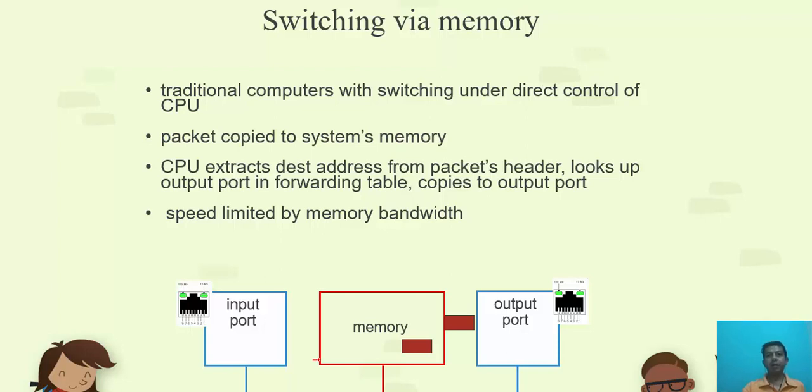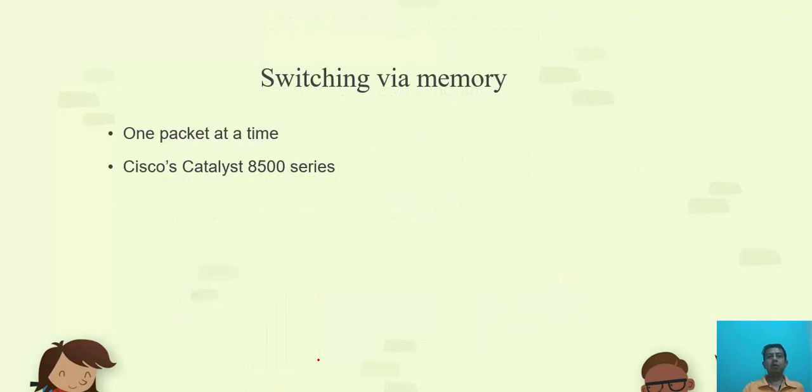Note that two packets cannot be forwarded at the same time, even if they have different destination ports, since only one memory read-write can be done at a time using the system bus, which is shared. One example of switching via memory is Cisco's Catalyst 8500 series. This series uses this particular technique.